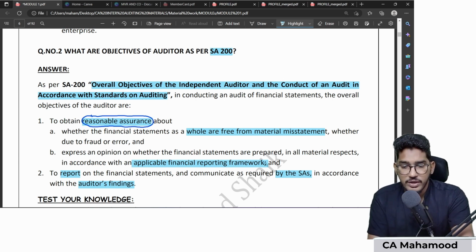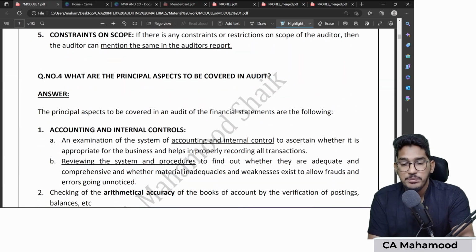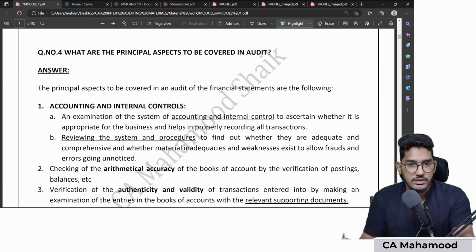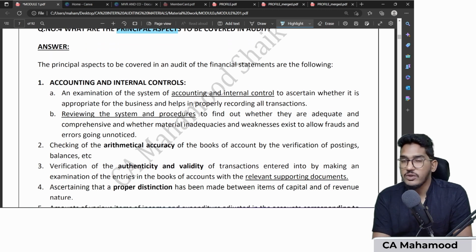Now coming to the third point, first we will go to the fourth question, which is regarding what are the principal aspects to be covered in the audit. Sometimes they will ask a question like this: what are the main aspects or what are the principal aspects which are required to be covered in the audit. So let us try to have a quick revision. What are those principal aspects which are required to be covered in an audit?